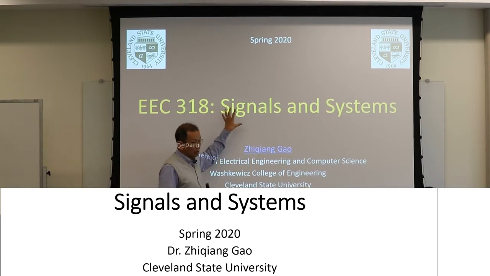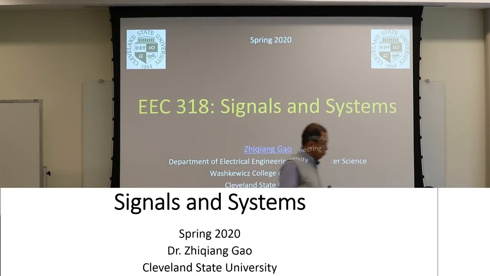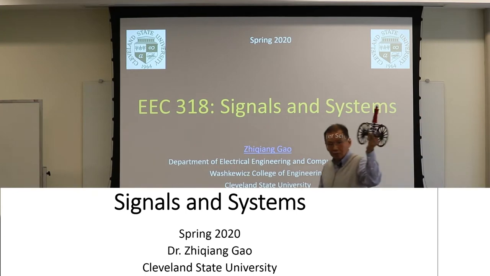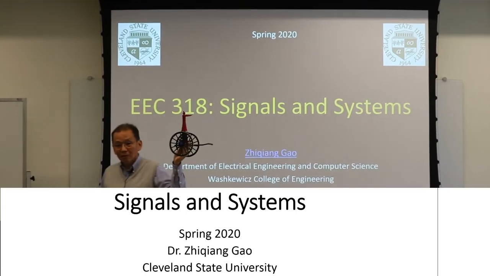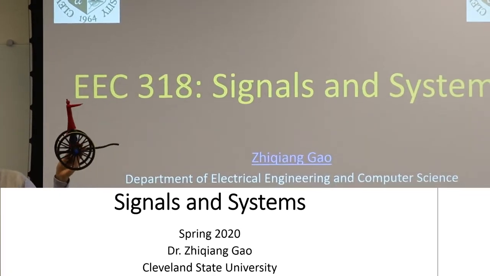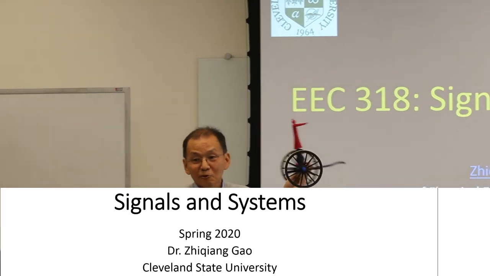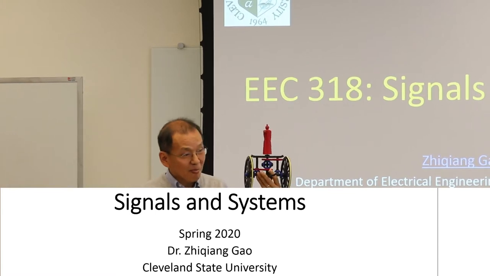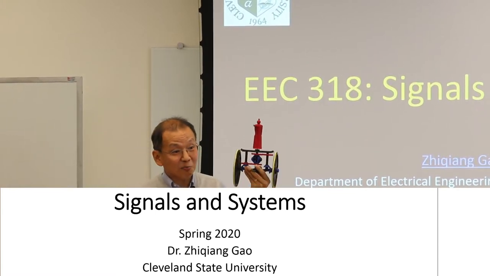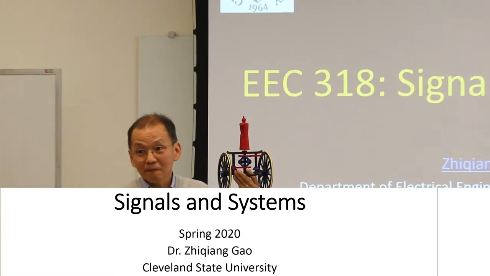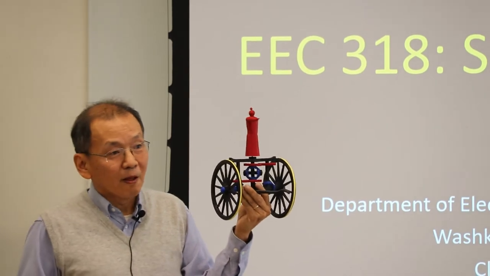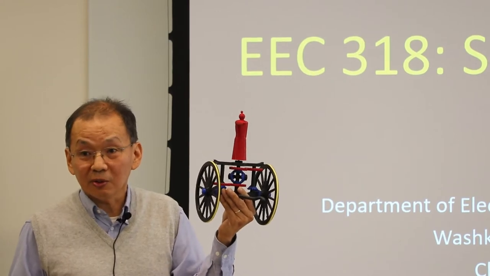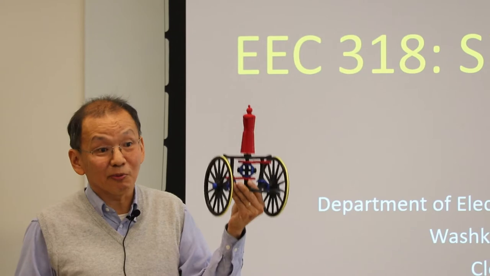Let's talk about what the signals are and what the systems are. I bring to you a device. Anybody recognize what this is? If you don't, it's okay. Not many people can. It's a chariot. Not any chariot, a particular kind of chariot. It was made before written history. Let me emphasize it, before written history.